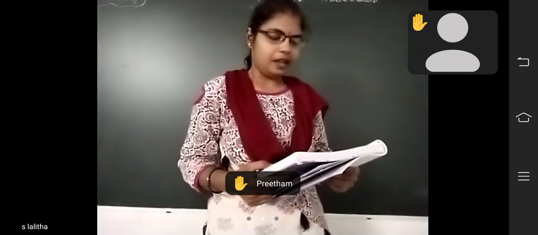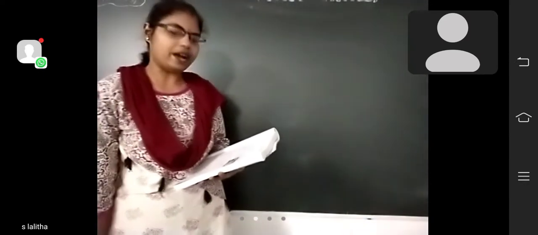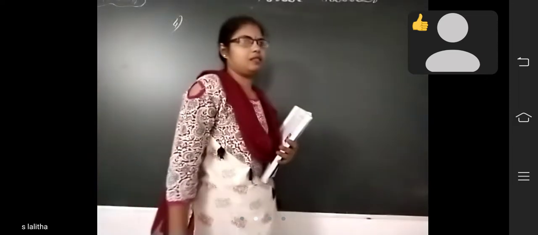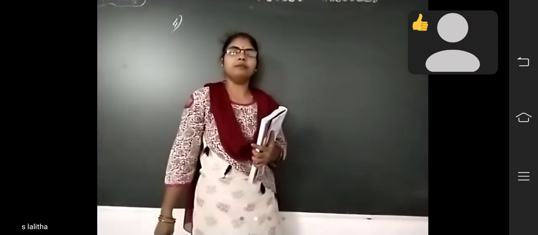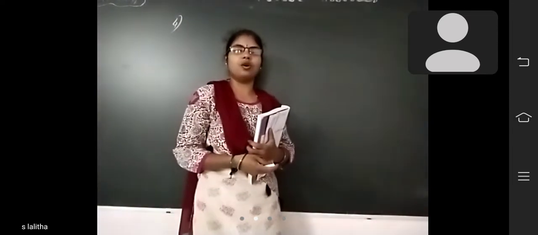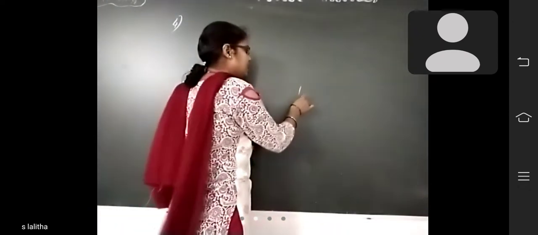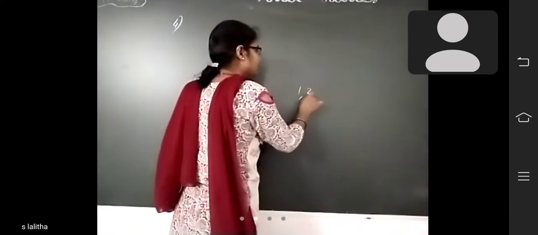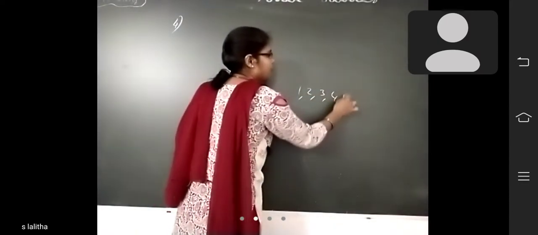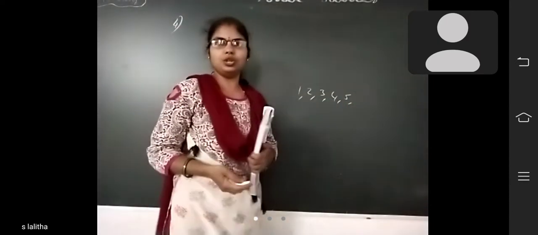And next, the fourth question. See children, the sum of two consecutive odd numbers is 56. Find the numbers. So what are consecutive numbers now? The numbers that come one after the other are called consecutive numbers. Suppose 1. What is the next number? 2. Next 3, next 4, 5. So these are all consecutive numbers.